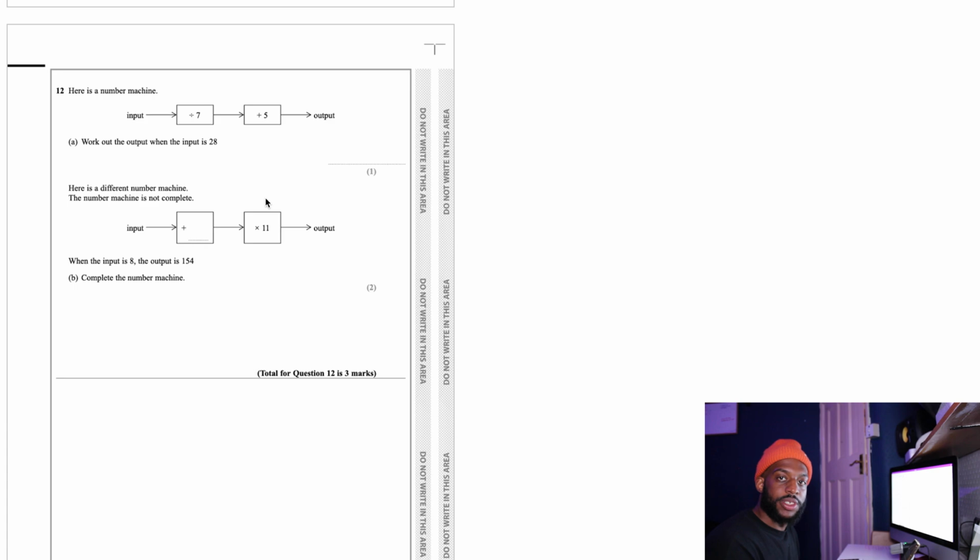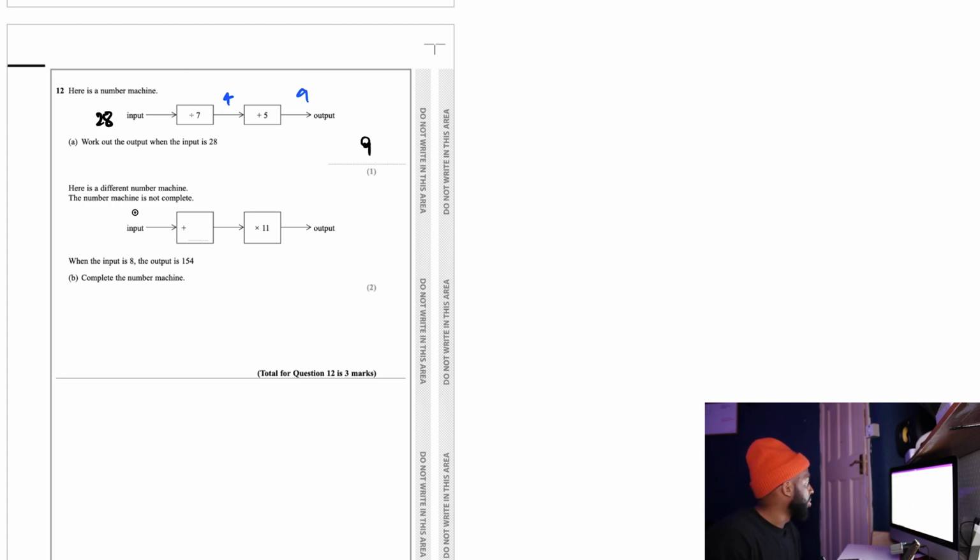Okay, now we have a number machine. The first question says work out the output when the input is 28. So if the input is 28, we divide that by 7, that gives us 4, and then we need to add 5, that gives us 9. So the answer is 9 for the first one.